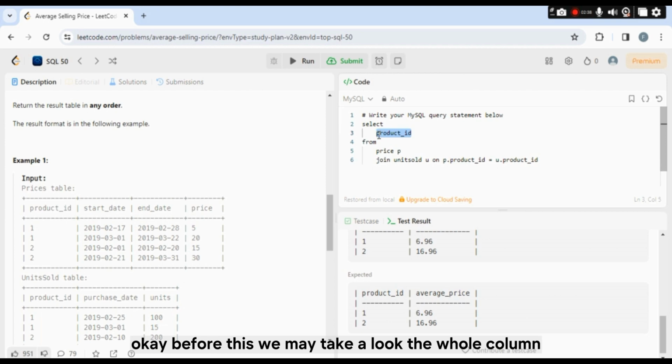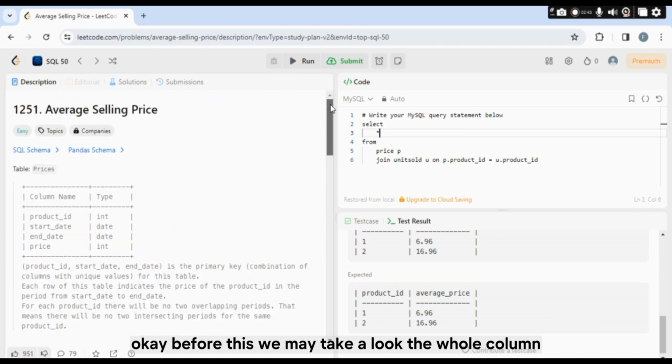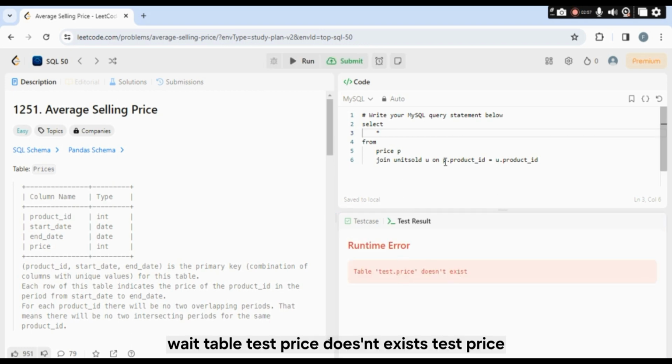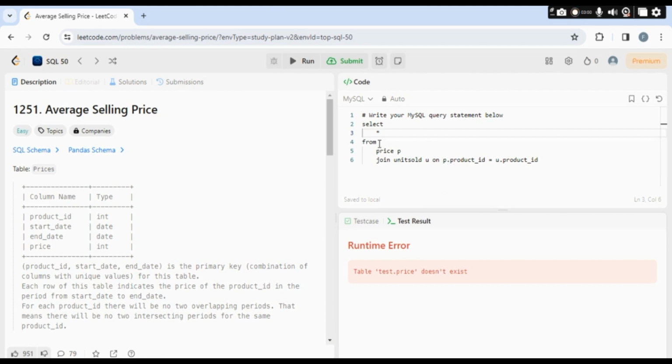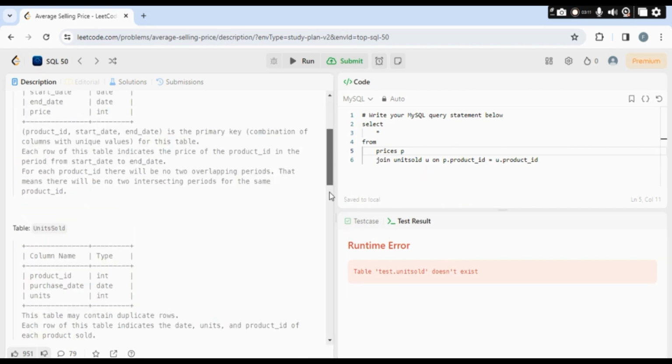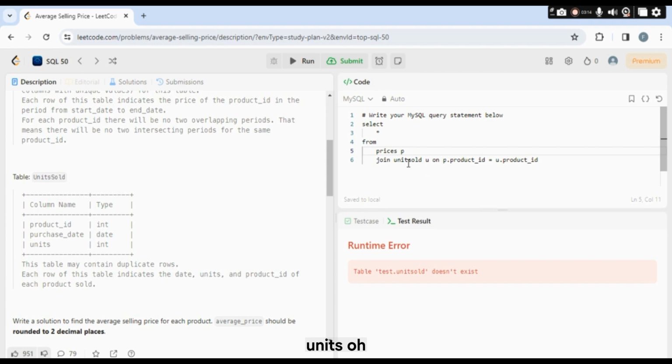Okay, before this we may take a look at the whole columns from these two tables. Okay, if we run, wait, table test Price doesn't exist. Test Prices. Oh, okay. UnitsSold. Okay.